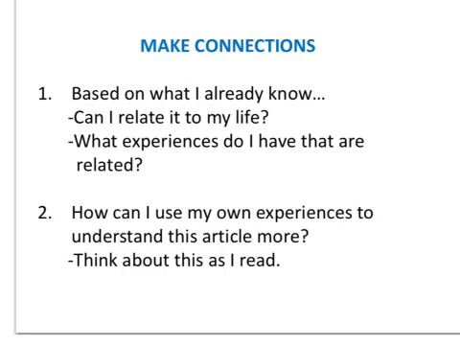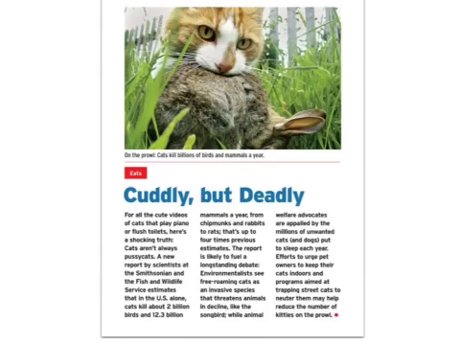So when I take a look at this short passage to explain how this looks, I'm going to take a look at the picture here. There's clearly a cat with something, looks like a bunny, in its mouth. It says on the caption, which I'm definitely going to read, it says, "On the prowl, cats kill billions of birds and mammals a year." So I know we're talking about cats killing birds and mammals. I'm assuming that this is cats like maybe house cats, and I've had a cat before, but mine was never allowed outside.